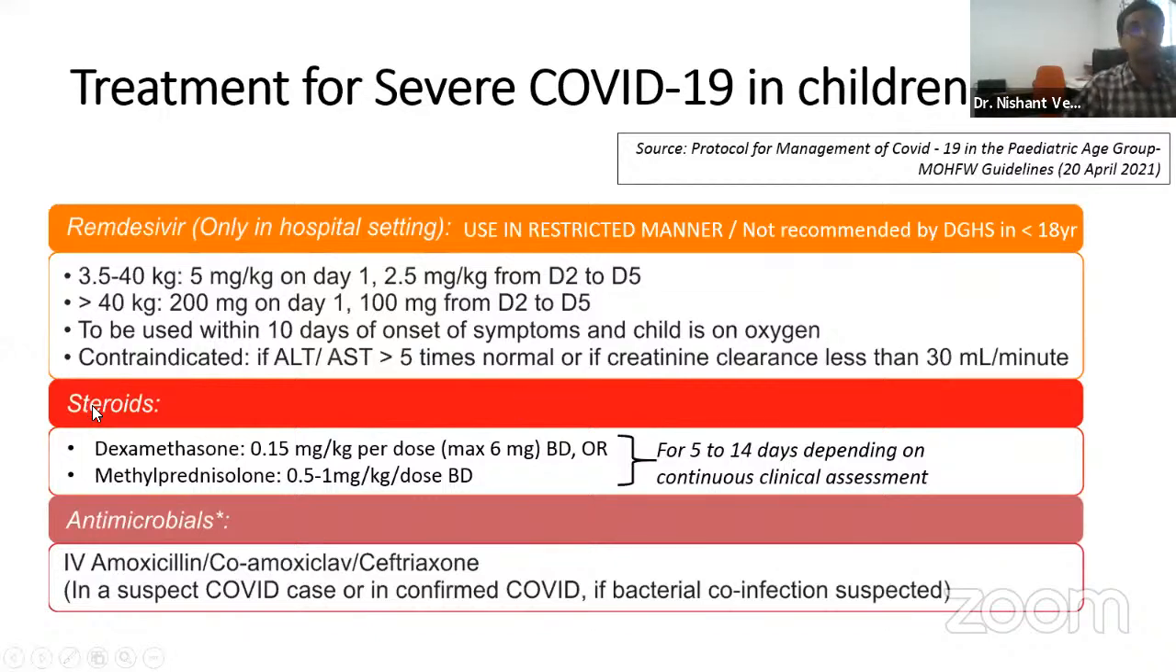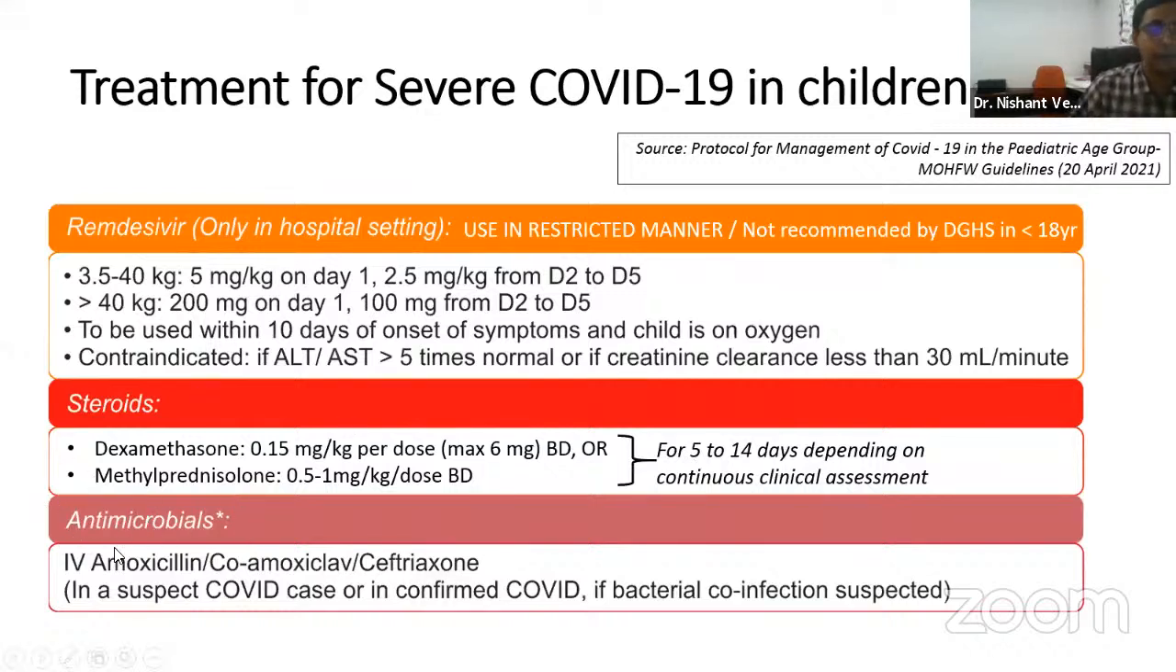The next drug which has to be used in severe COVID pneumonia is steroids. You can choose either dexamethasone or methylprednisolone. Both are almost equally efficacious. You can choose either of them. Dexamethasone, the dose is 0.15 mg per kg per dose twice daily. Methylprednisolone 0.5 to 1 mg per kg per dose twice daily. Steroids have to be used for 5 to 14 days depending on continuous clinical assessment. If you use it for 14 days, then you may have to slowly taper off over the next 7 days. If you use it only for 5 to 10 days, then it can be stopped abruptly.